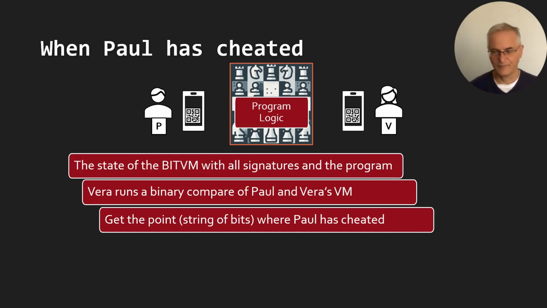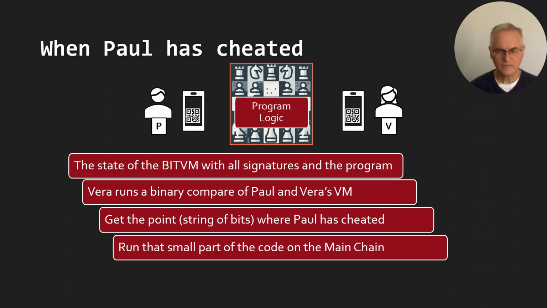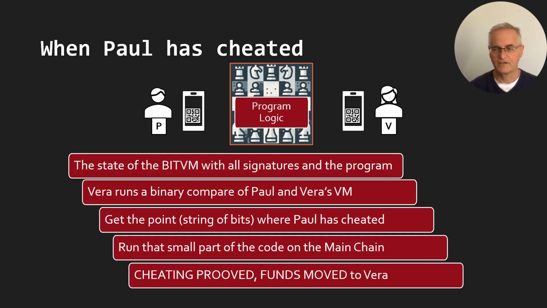We look at which bits are on and off, and we easily get to the point, a small string of bits, where Paul has cheated, a signature that is not correct. The outcome is not what Vera expects. So she can take that part of the program and run that at the main chain. So when the cheating is proved, all the funds move to Vera.